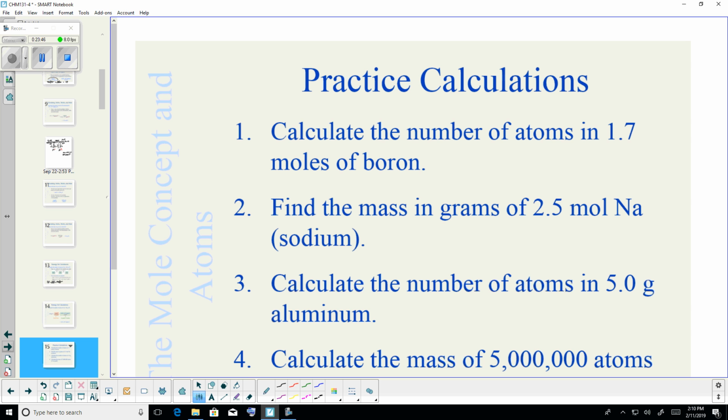See if I'm right first. 1.7 times 6.022 times 10 to the 23rd. If you got the right calculator, you can do the 10 to the 23rd. This is a good time to check to see if you know how to do exponents on your calculator. 1.024 times 10 to the 24th.